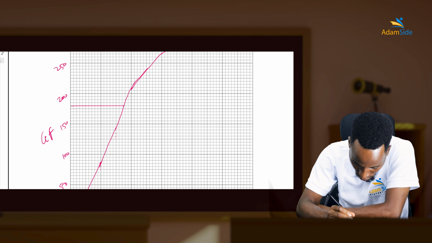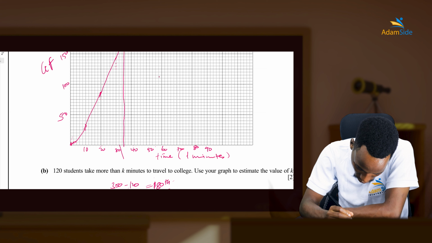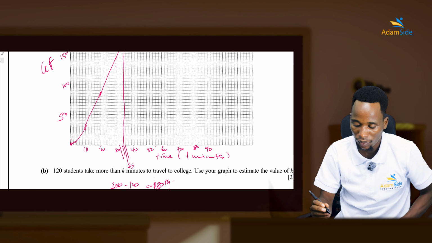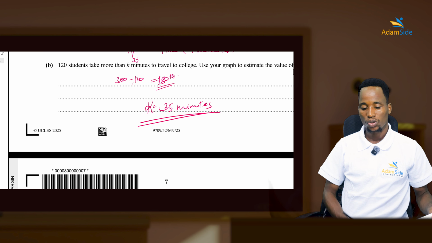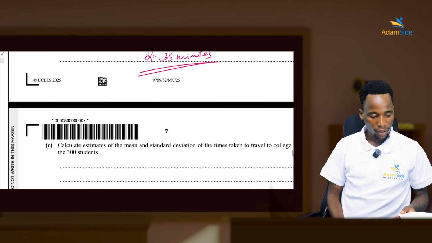Then we draw down here. Then this is 32, 34, 36. So this is 35. So our k is equal to 35 minutes. We are done with that. So we are going to part C.